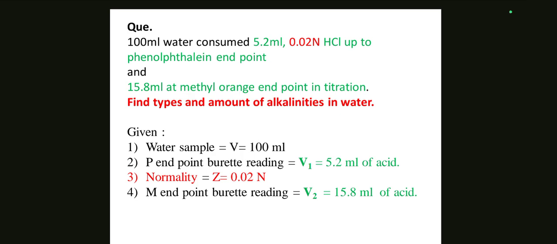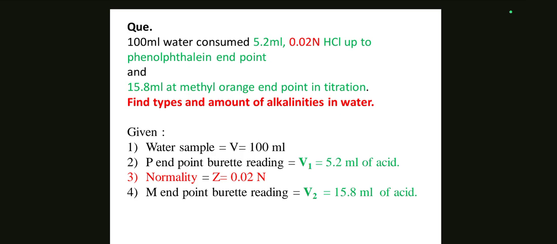So the question is given in the question paper. While solving it in the answer sheet, you are not going to write the question. Directly you have to write the given only. No need to write the question. So write the given from the beginning of the question. What is the beginning? A 100 ml water sample. So the water sample V is equal to 100. So the V value is 100.